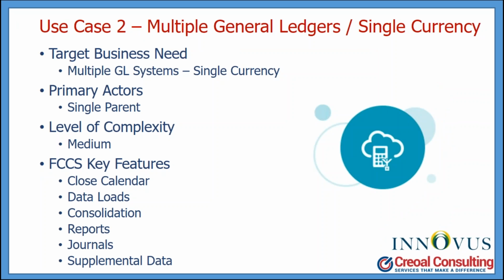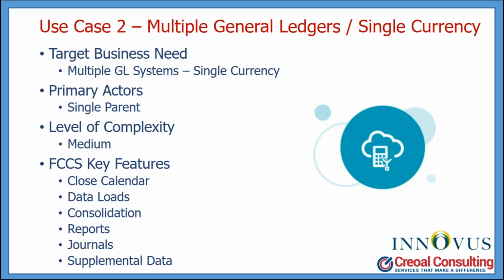So what we're talking about here with this use case, again, is multiple GL systems, whether that's NetSuite, Oracle Cloud, Oracle EBS, SAP, PeopleSoft, JD Edwards. Who are the actors? In a use case, you really should have actors. It's a single parent here, and your controller and your accounting managers are the folks that you're typically going to be interfacing with, and those are the ones that are going to be driving this close process.